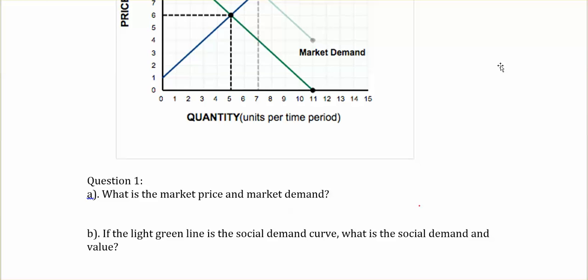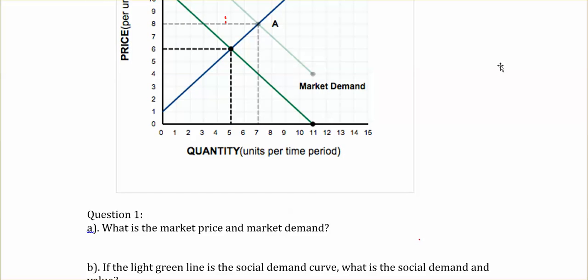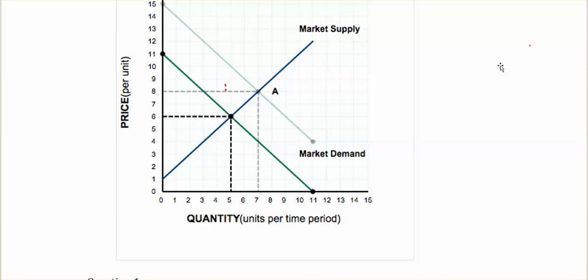First, to answer question A, what is market price and market demand? You will use the knowledge you learned in Chapter 3, the supply and the demand. We know the market price and market demand are decided by the equilibrium point. In order to find the equilibrium point, you need to find the intersection between the supply curve and demand curve. It's very easy to identify from this graph.